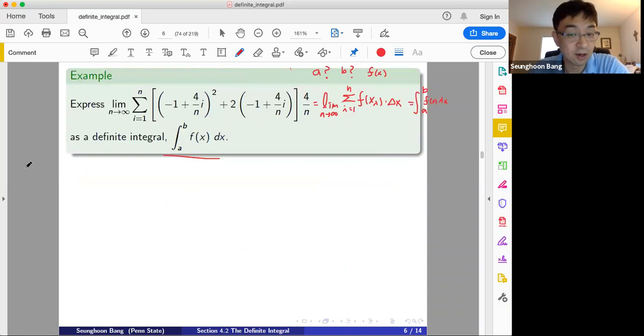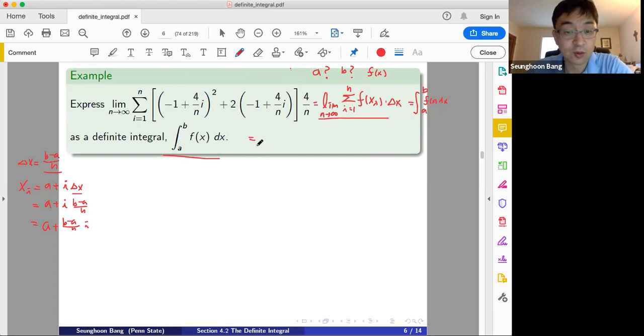What is delta x? Delta x is (b minus a) over n. What's xi? Xi is a plus i times delta x. This one is a plus i times delta x, where delta x is (b minus a) over n. So exactly, a plus (b minus a) over n times i. We have it. So we can replace this one.